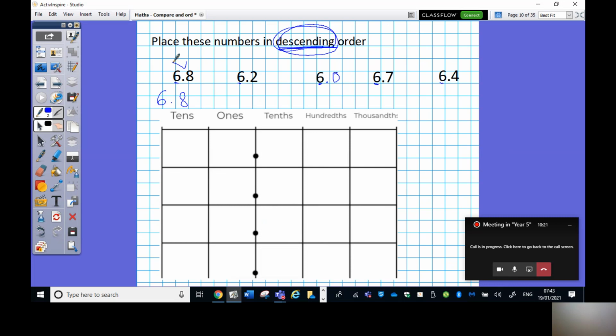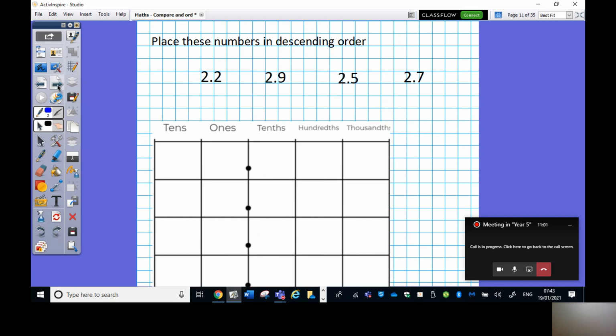Then I have 6.7. I'm going to tick that off. Then I have 6.2. I'm going to tick that off. What? Oh, I made a mistake. You're right, because here we have 6.4, which is greater than 6.2. Well caught, Year 5. Okay, so I'm going to write 6.4, and I'm going to tick that off. Then 6.2, and then finally 6.0, because that's my lowest number. Great. I think you've got it.